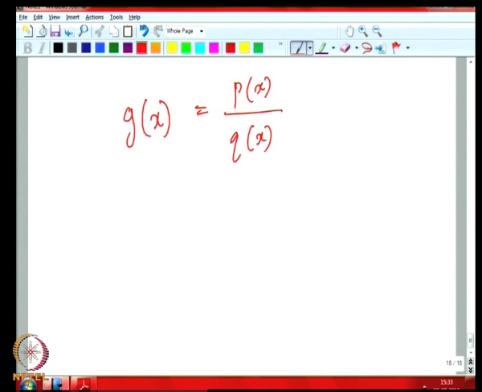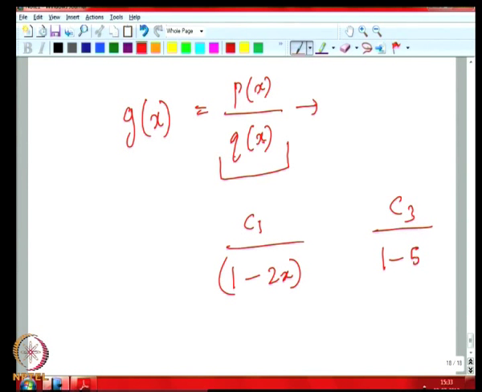Then when we considered the method of partial fractions, we factorized q of x. So, the roots of q of x appeared. For instance, it was c1 by 1 minus 2x, one term. Another term was c3 by 1 minus 5x, and another term was c2 by 1 minus 2x square.